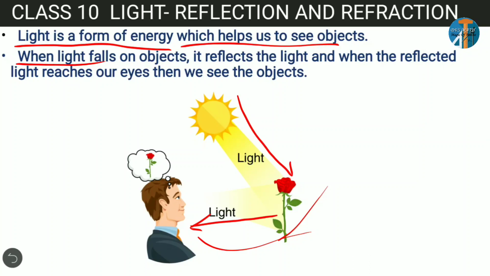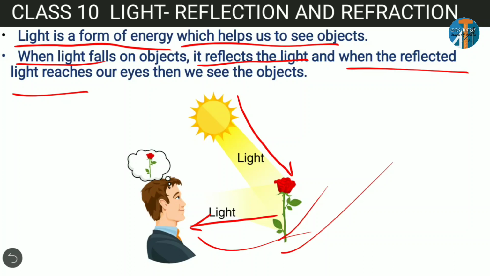When light falls on an object, it reflects the light. When the reflected light reaches our eyes, then we see the object. These are the main steps of how we see objects. First, light falls on the object, then that light reflects back from the object, and it reaches our eyes. Only then can we see the object. So the first step is: light is a form of energy which helps us to see objects. First, light falls on the object, after falling it reflects back and reaches our eyes, then we see the object. All these are basic concepts that we are recalling.